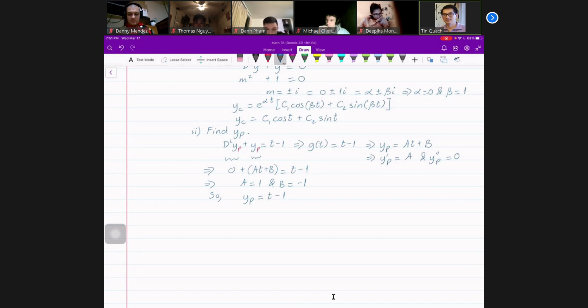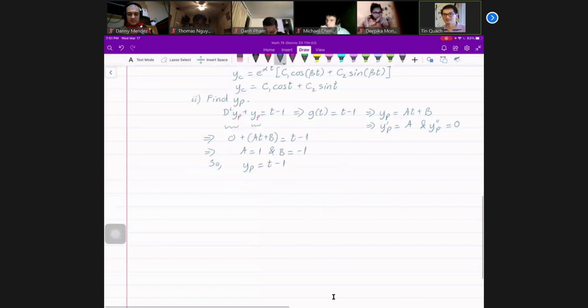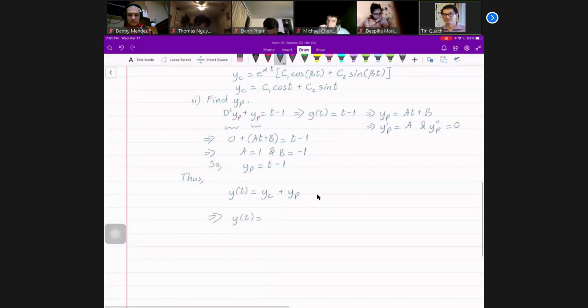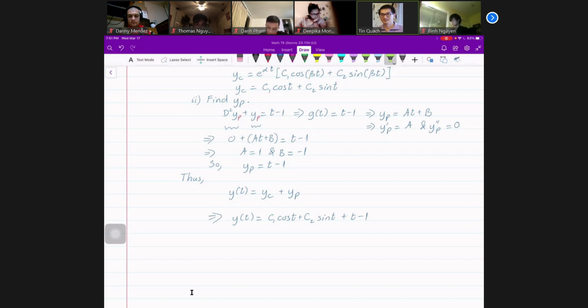So let me write this and then I'll stop. So thus, y of t is equal to y sub c plus y sub p. That implies y of t is equal to c1 cosine of t plus c2 sine of t plus y sub p is this. But we're not done yet, okay? So I'm going to stop right here, and I will continue.